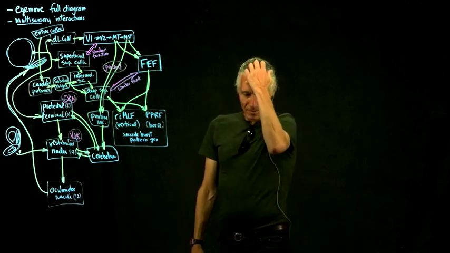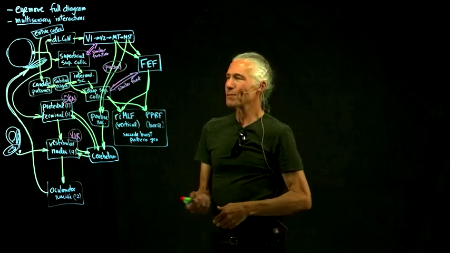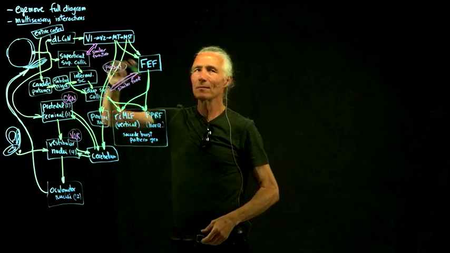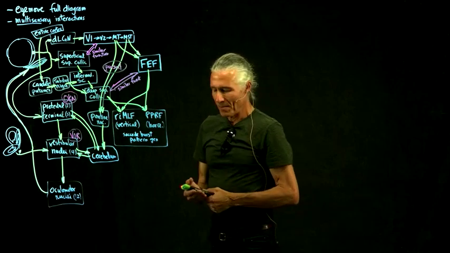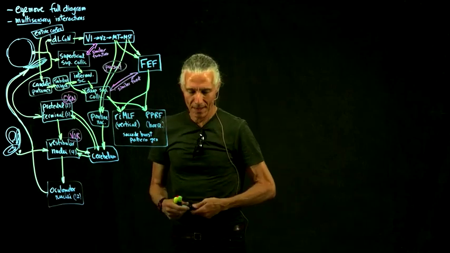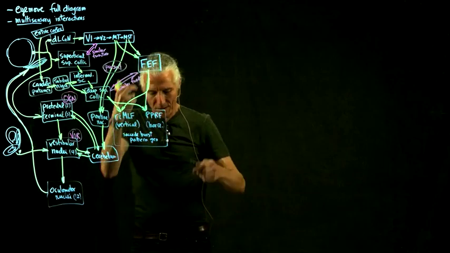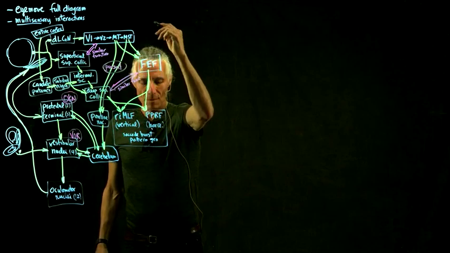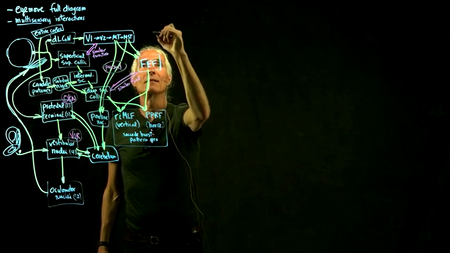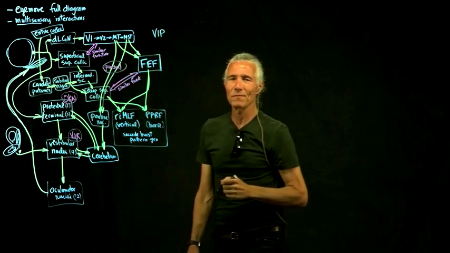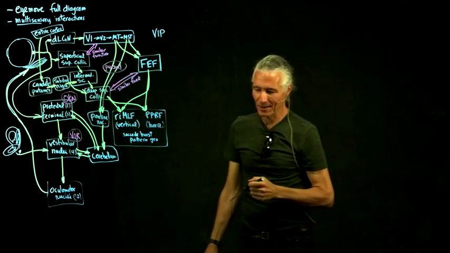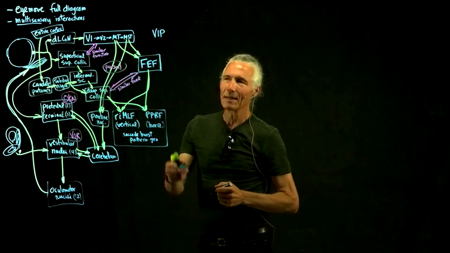Okay, but what are we going to talk about today? Well, we'll talk a little bit about the colliculus when we talk about these multisensory interactions, but we'll also talk about some other areas in the cortex. And one of them is called VIP, because it's the ventral intraparietal area. I'll make a little diagram of where it is.